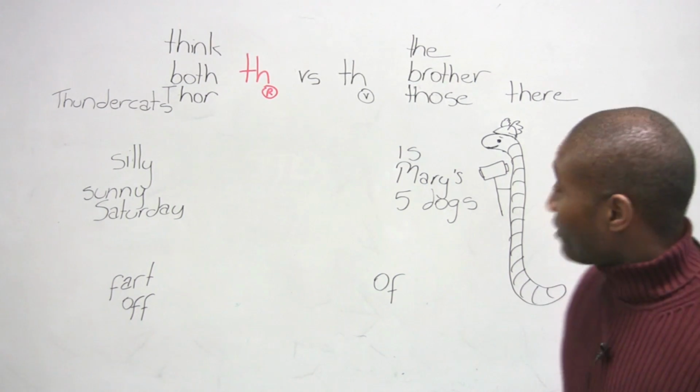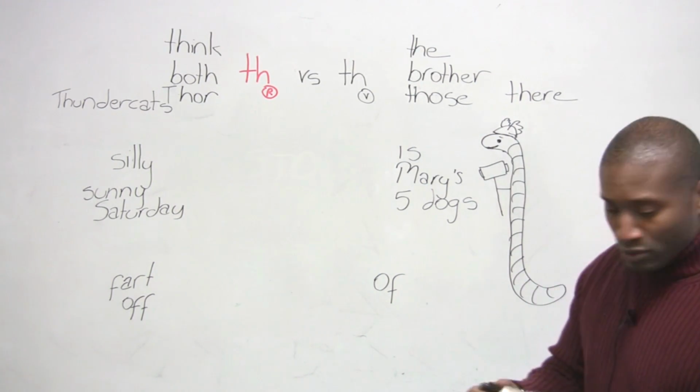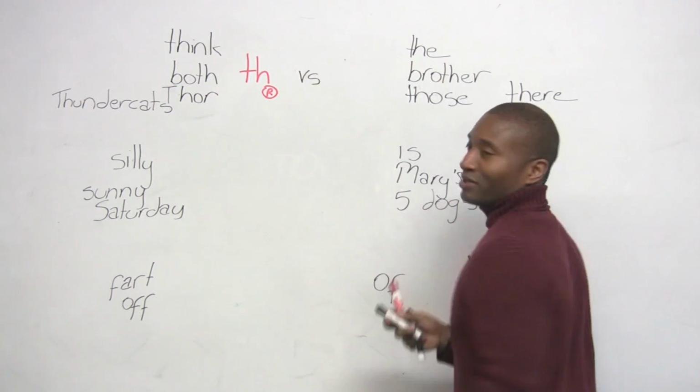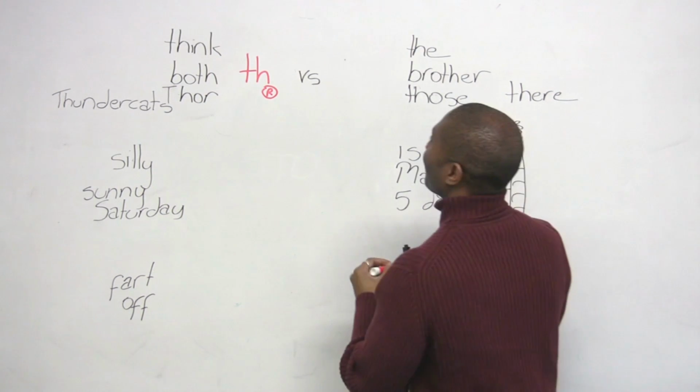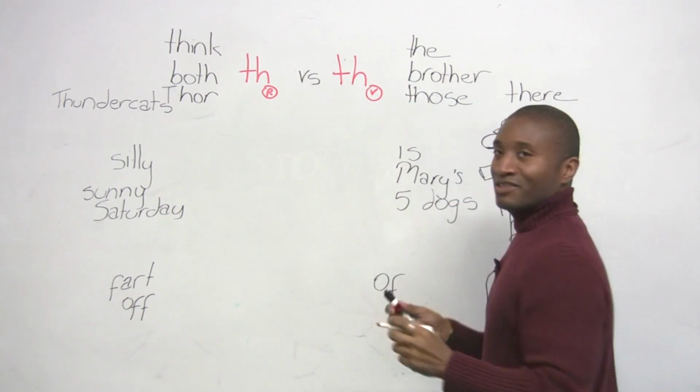Let's look at the second one, okay? We've got a second category, and it goes like this. Somehow, I made a mistake. I can't believe I did this. I wanted this to be this, right? TH plus this one. Okay, so let's do the next one.